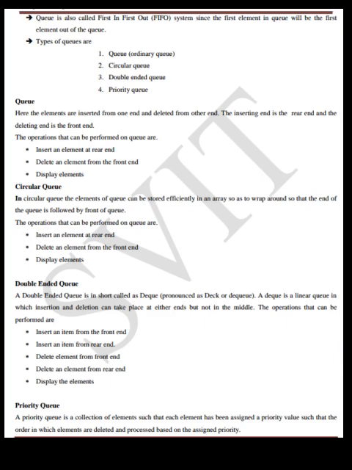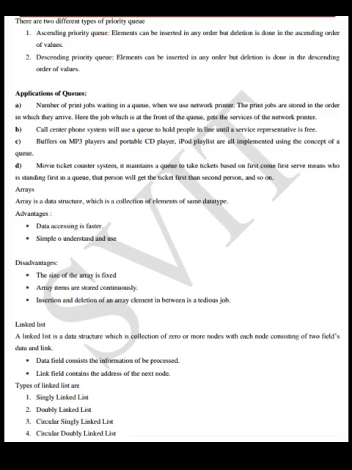Now let us see priority queue. A priority queue is a collection of elements such that each element has been assigned a priority value, and the order in which elements are deleted and processed is based on the assigned priority. There are two different types of priority queue. Ascending priority queue: elements can be inserted in any order, but deletion is done in the ascending order of values. Second is descending priority queue: elements can be inserted in any order, but deletion is done in the descending order of the values.